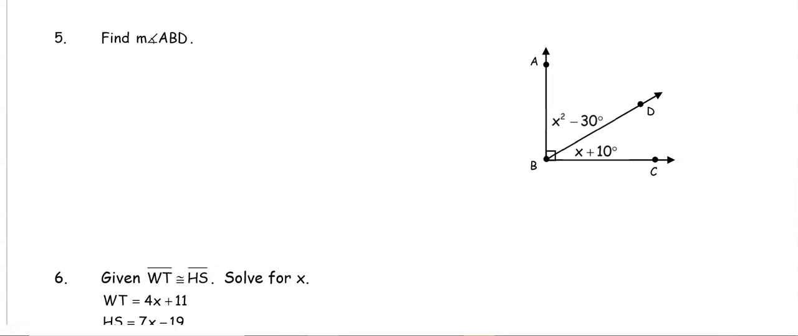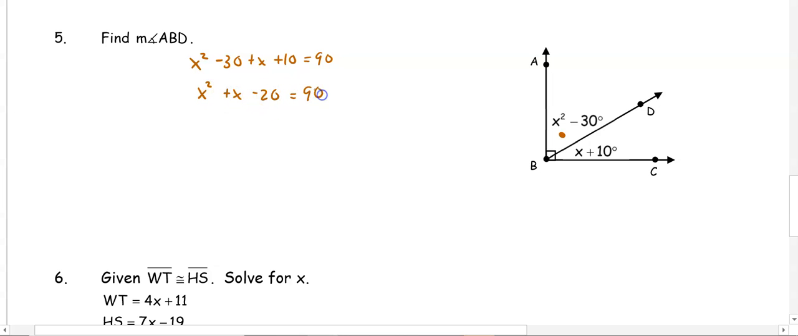In number 5, find the measure of ABD. So angle ABD is right here. With this box, we know together that those two angles are 90, so we're going to add them together. x squared minus 30 plus x plus 10 is equal to 90. Because there's an x squared, we know we're going to have to factor. So we get x squared plus x minus 20 equals 90. We're going to move 90 to the other side. So x squared plus x minus 110 is equal to 0.